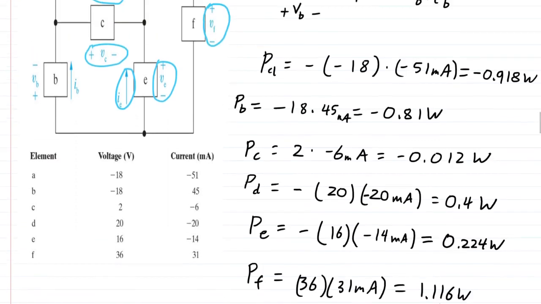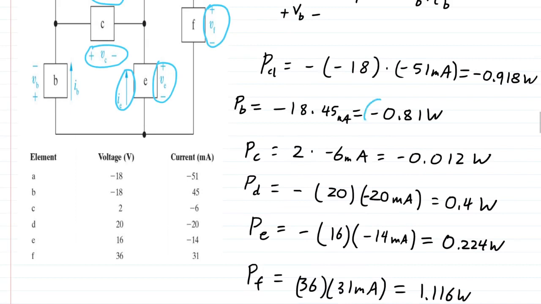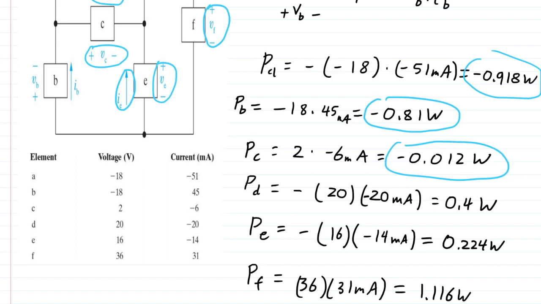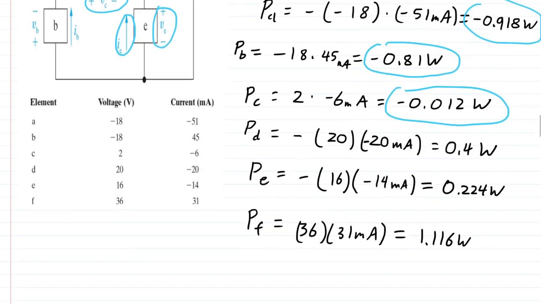So notice our first three elements here. These are all the minuses. So these three minuses mean that we are developing or supplying power from those elements, and these elements right here are consuming power.